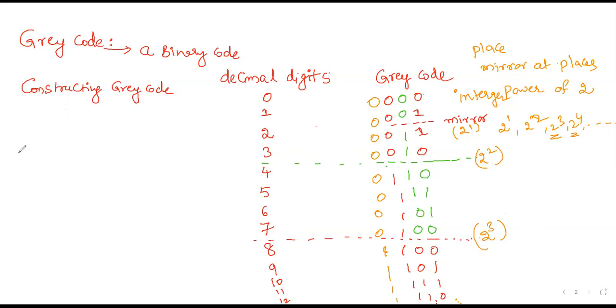Okay. And the assignment question is the third assignment, I think. Third question in the assignment: construct a gray code for 0 to 31 decimal digits. Okay, everyone note down this question.